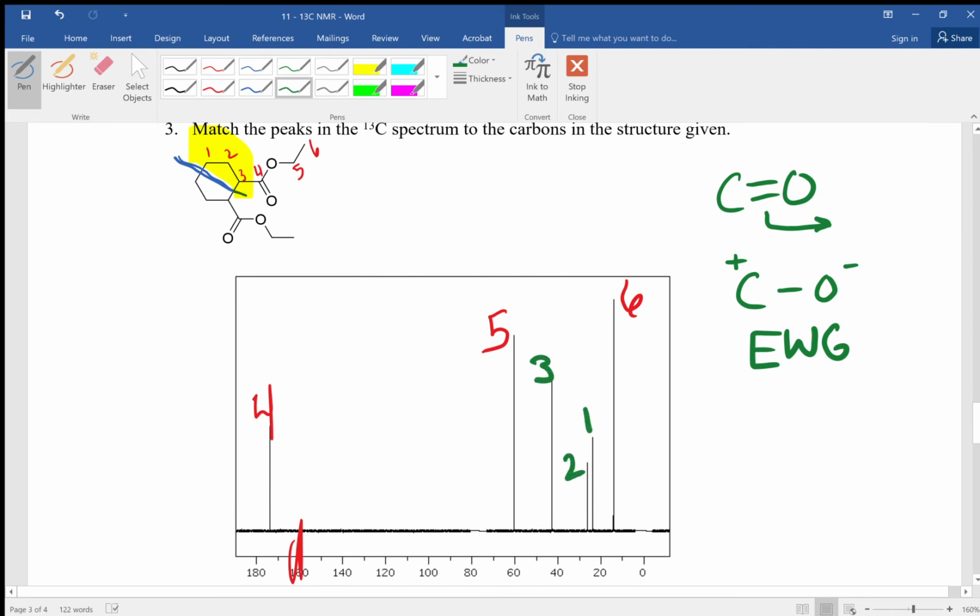And that's very similar to what we saw with the oxygen in the previous question. The closer we were to the oxygen, the higher the chemical shift. As we move further and further away, our chemical shift went down.